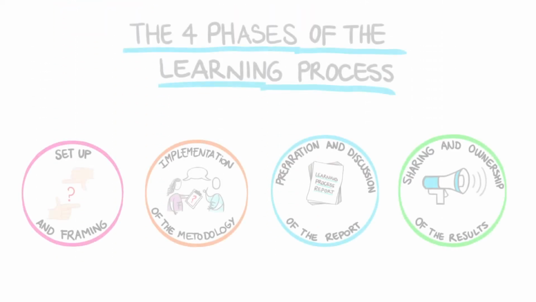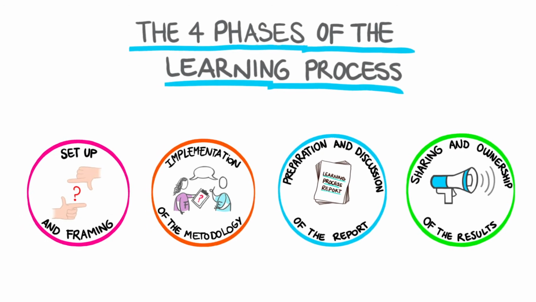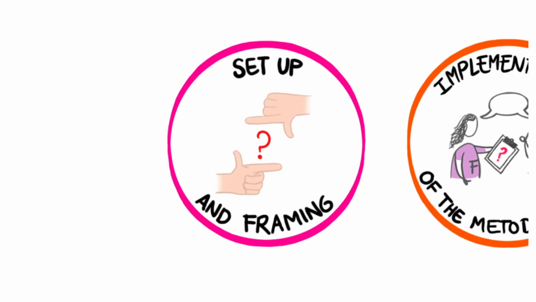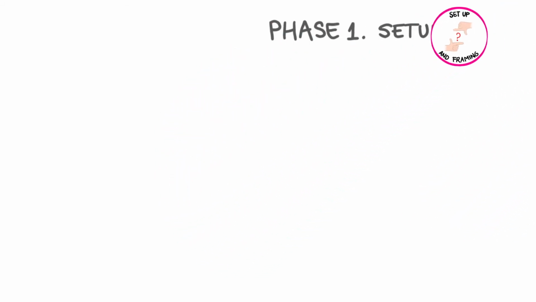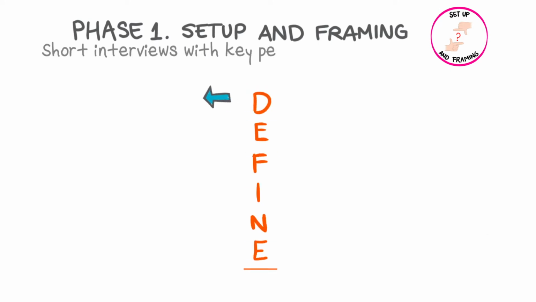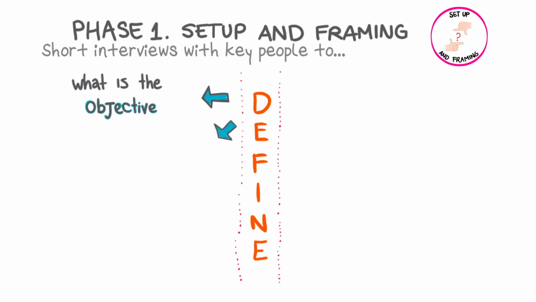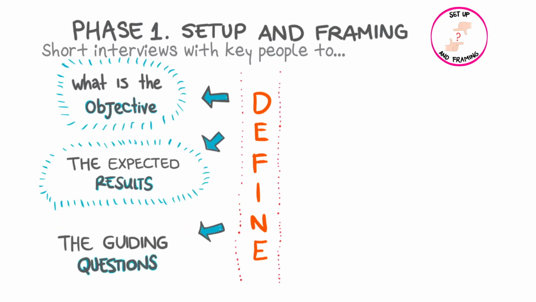Each one of the 4 phases of the learning process has an objective. In phase 1, called setup and framing, the key actors define the fundamental aspects of the learning process. What is the objective? What are the expected results? What are the questions that the learning process must answer?